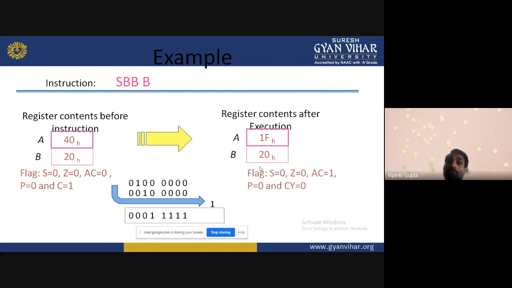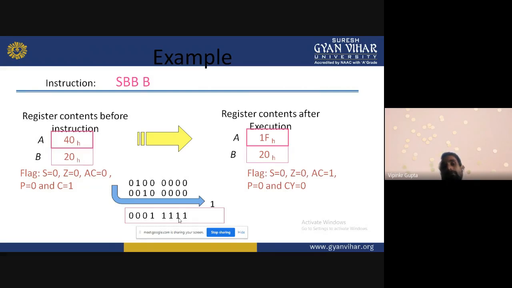Now flag value. There is no change of sign, so sign flag is 0. All values are not the 0 value. When we are putting Z equal to 1, we will see that when all the values are 0, when the result is 0, then zero flag is 1. But here, that does not happen. So zero flag is 0.